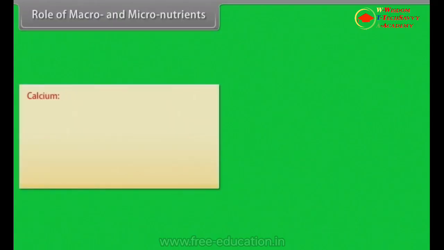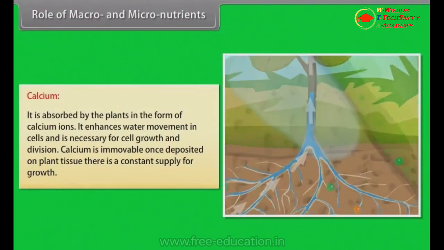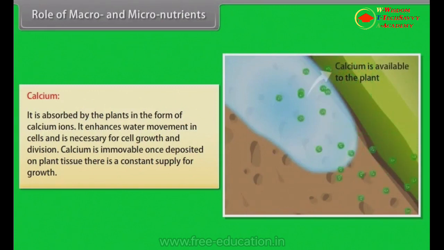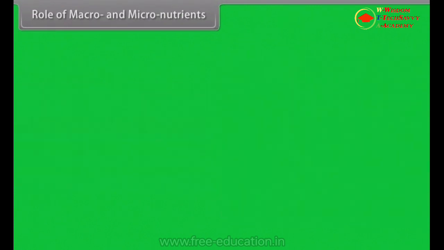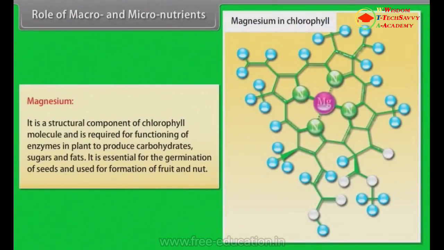Calcium. It is absorbed by the plant in the form of calcium ions. It enhances water movement in cells and is necessary for cell growth and division. Calcium is immobile. Once deposited in plant tissue, there is a constant supply for growth. Magnesium. It is a structural component of the chlorophyll molecule and is required for functioning of enzymes in plants to produce carbohydrates, sugars and fats. It is essential for the germination of seeds and used in formation of fruits and nuts.